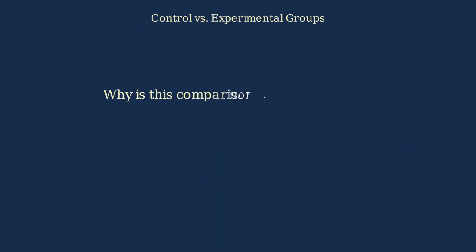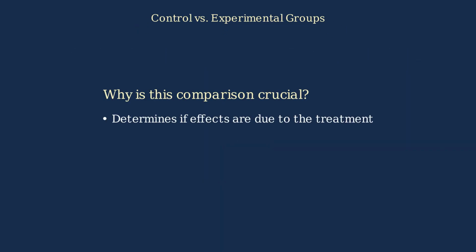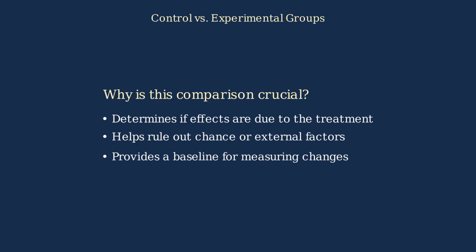Why is this comparison so crucial in scientific experiments? First, it determines if observed effects are truly due to the treatment rather than other factors. Second, it helps rule out the possibility that changes occurred by chance or due to external variables. Third, control groups provide a baseline for accurately measuring the magnitude of treatment effects.